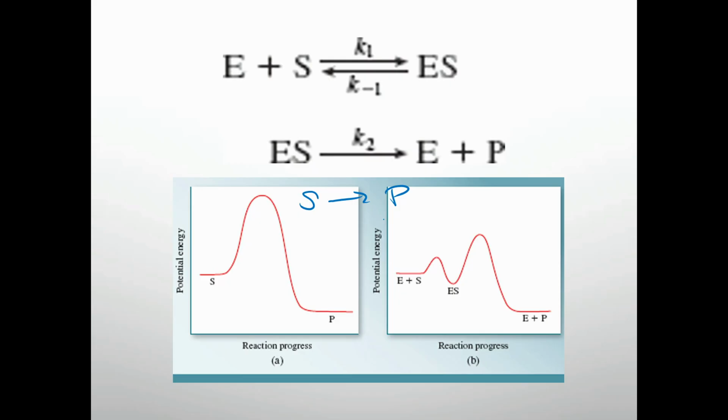This is what it does. Huge activation energy for the reactant going to the product, much lower activation energies with that intermediate.